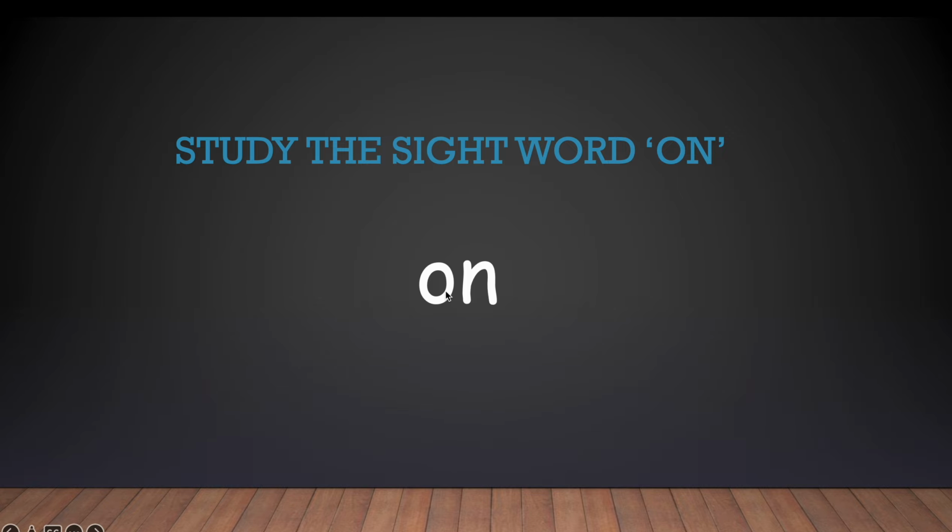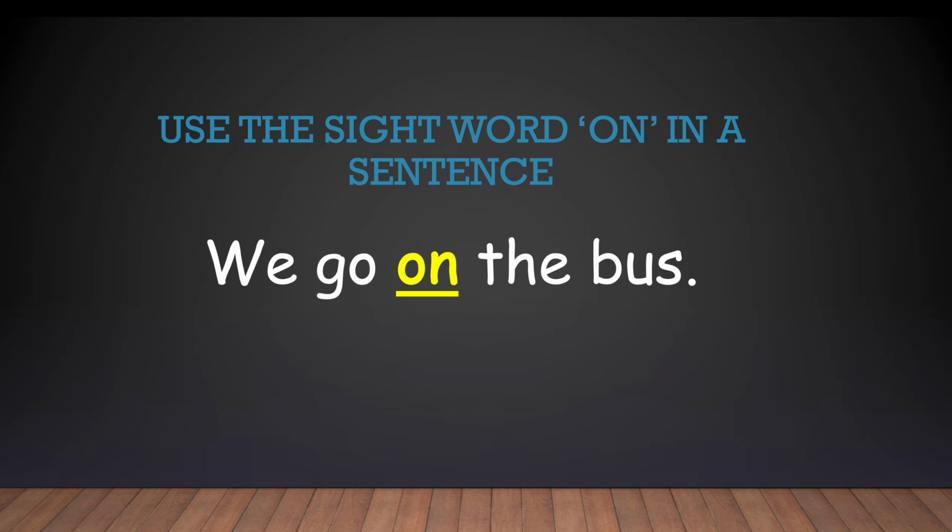Let's spell it. O-N. Let's count how many letters. 1, 2. We know O is a vowel, N is a consonant. They're both short, small letters. Let's clap the syllables in the sight word on. Ready? On. On has one syllable. Now let's use the sight word on in a sentence.